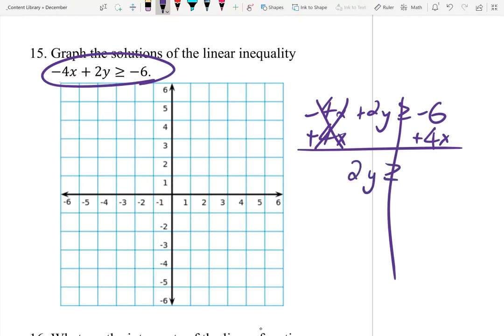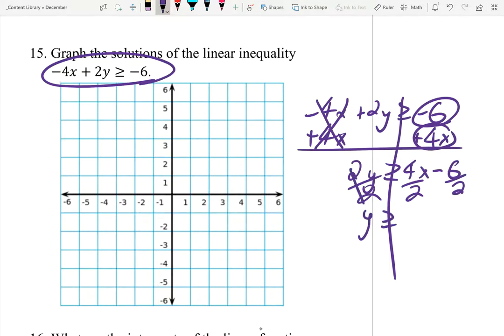2y is greater than or equal to 4x minus 6, because remember, you got 4x, you got a minus 6. So just those two terms there. Divide by 2. And we have y is greater than or equal to 4 divided by 2 becomes 2x, and 6 divided by 2 becomes 3, so minus 3.